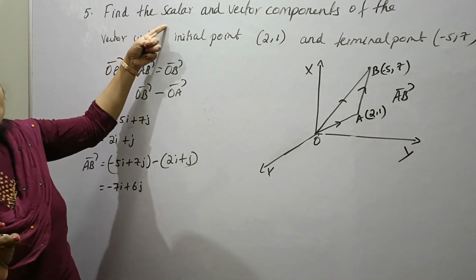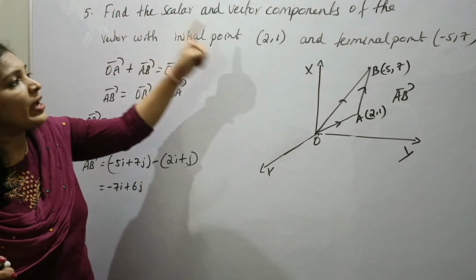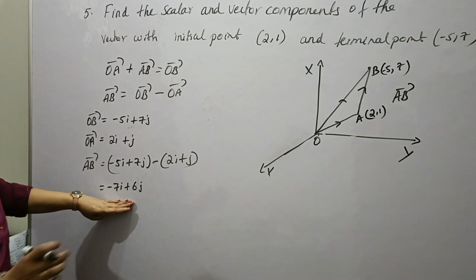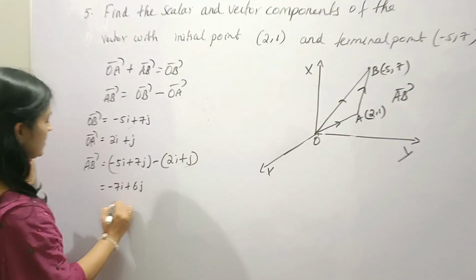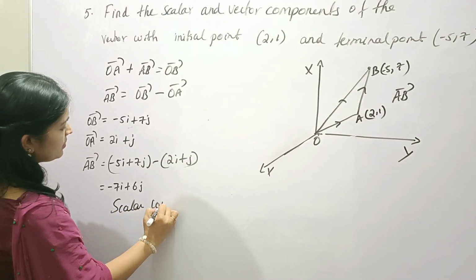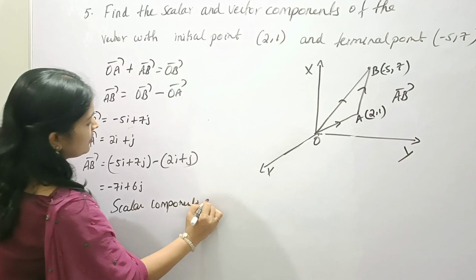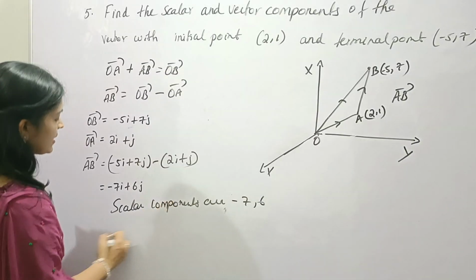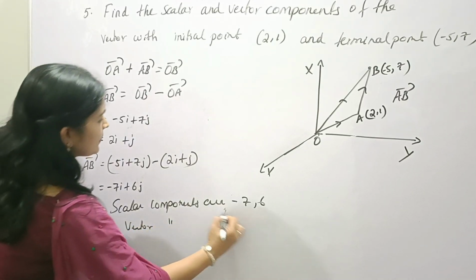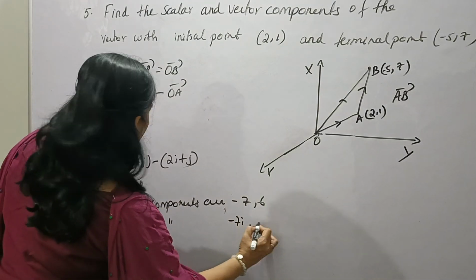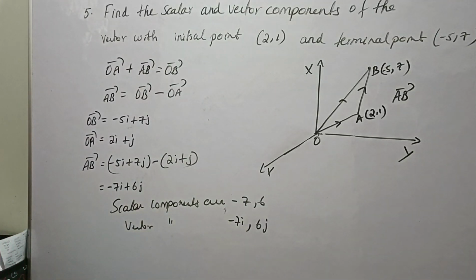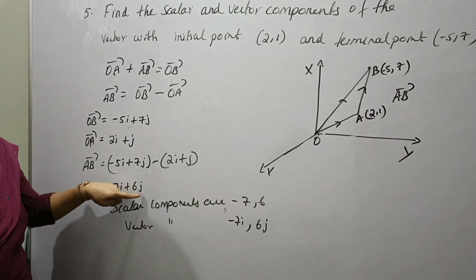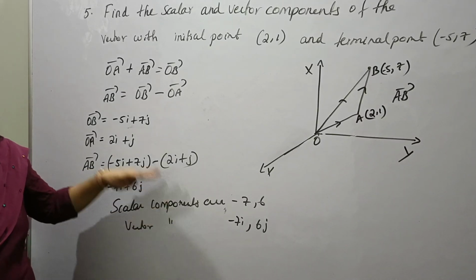Here we have to write the scalar and vector components of the vector AB. Scalar components are minus 7 and 6, and vector components are minus 7i and 6j. Minus 7i and 6j are the vector components, and minus 7 and 6 are the scalar components of vector AB.